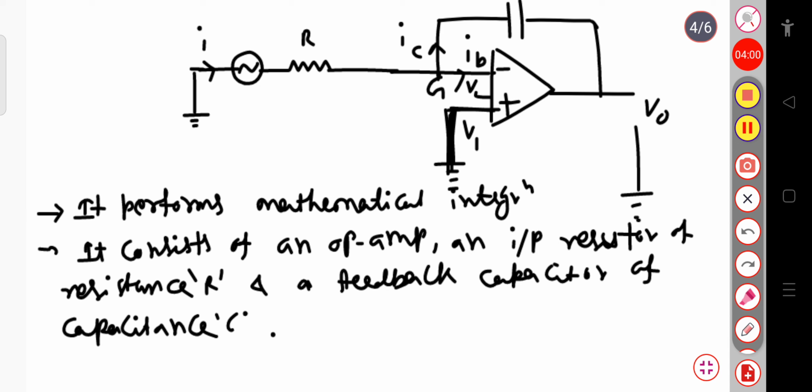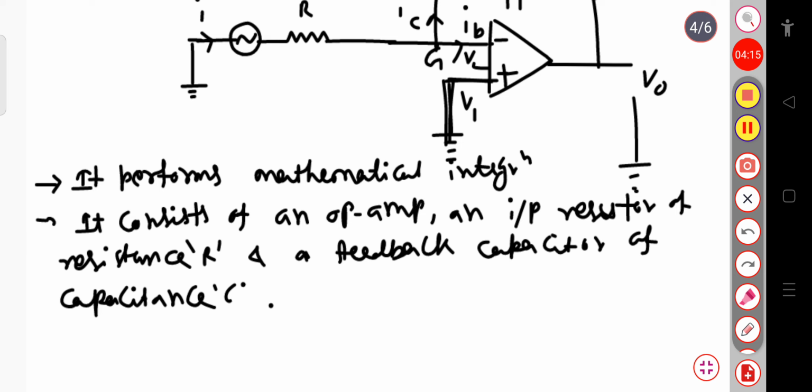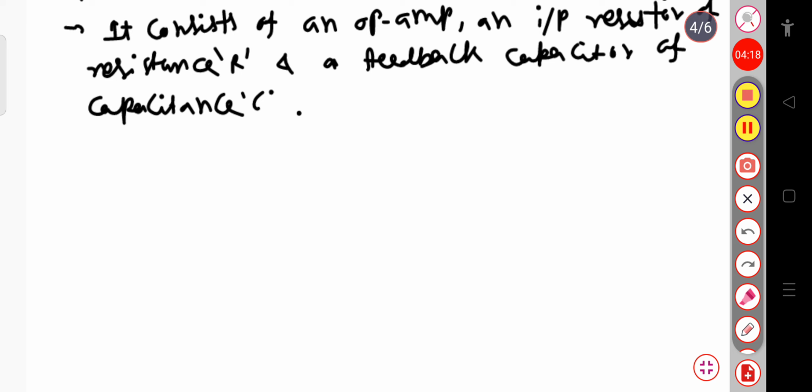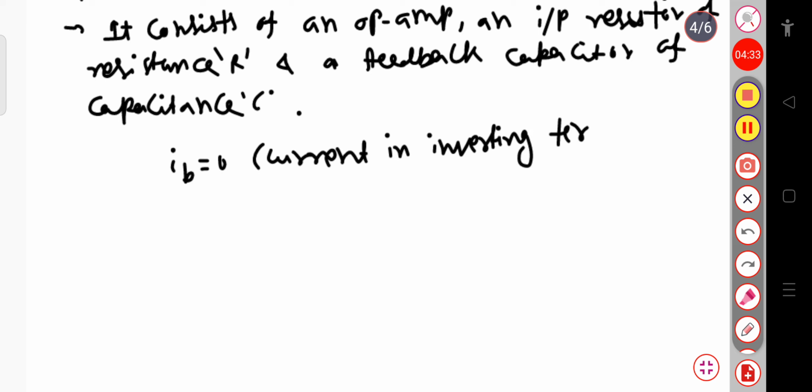That is, we can say that there will be no current across this terminal, that is IB equal to 0. Simply I can say that no current flows in the inverting terminal, no current through this operational amplifier. Simply we can say IB equal to 0, that is the current in the inverting terminal. Let me write IB equal to 0. Now if I apply the same virtual ground concept, we can get this IB equal to 0.